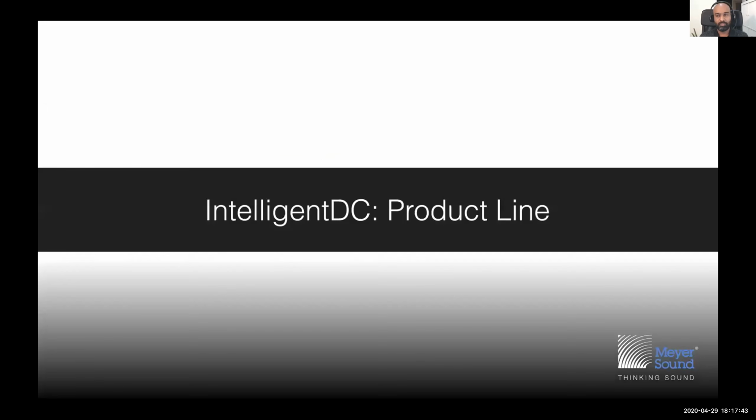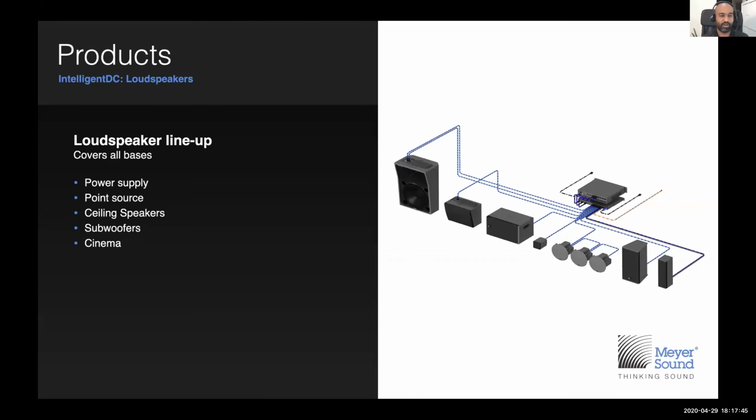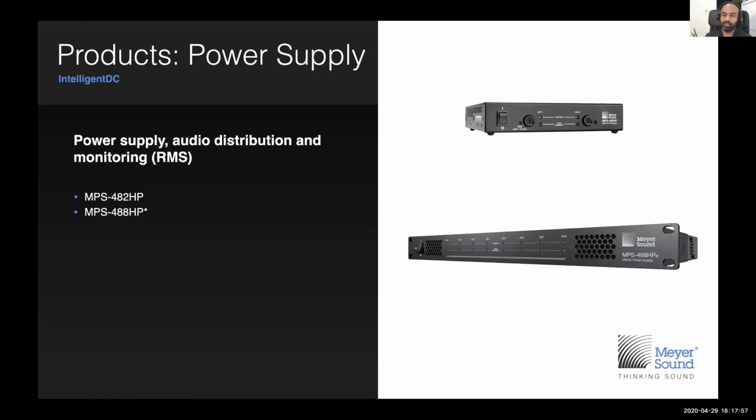Jumping on to the product line. We have products to cover all gamuts, all applications. As you will see, it's a very versatile system, and we will also talk about why. We'll go through them one at a time. Starting with the power supply, which is the heart of the system. We have 2 power supply models. We have the 482, which is a 2-channel power supply, so it can do 2 input, 2 out. And we have the 8-channel power supply, which is the 488HP. They come in a few variants.